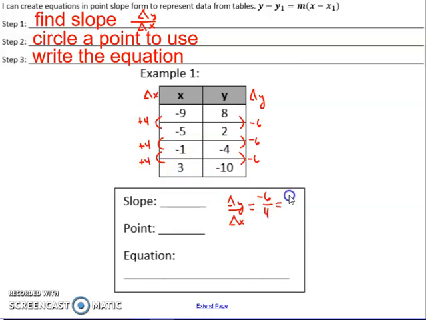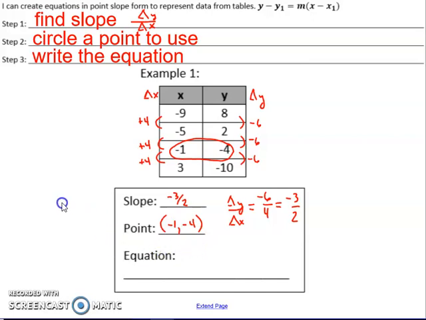I'm going to simplify that. You could use your calculator to simplify it. So my slope is negative 3/2. And then I'm going to circle a point, okay? It shouldn't matter what point we choose. We should all end up with the same, our line should match, all right? So I'm going to use the point negative 1, negative 4. And then I'm going to plug in.